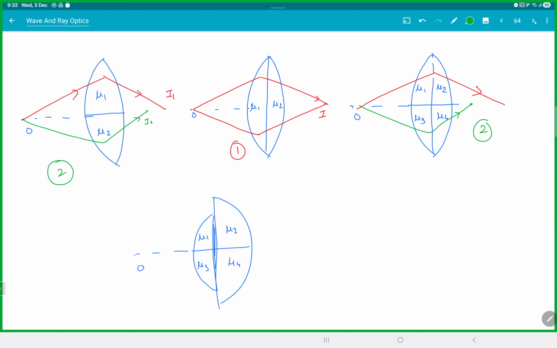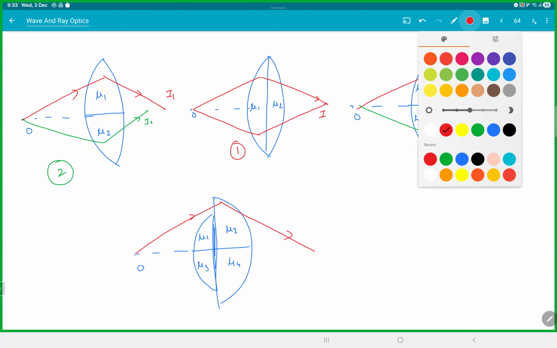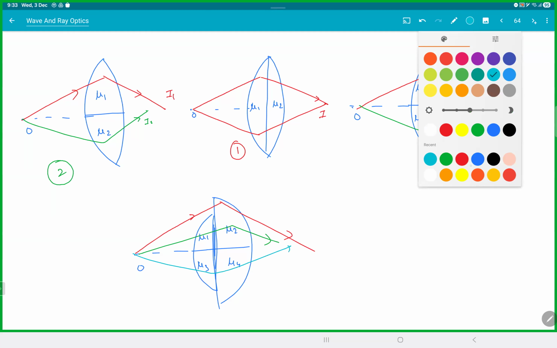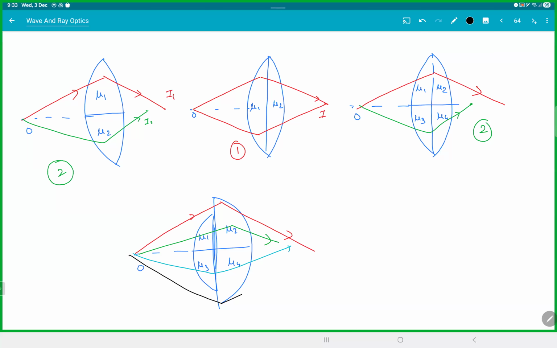But D is a different case. You can have a light ray going only through mu2. You can have a light ray going through mu1, mu2. You can have a light ray going through mu3, mu4. You can have a light ray going only through mu4. So you have 4 images.